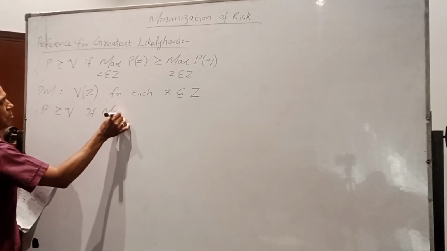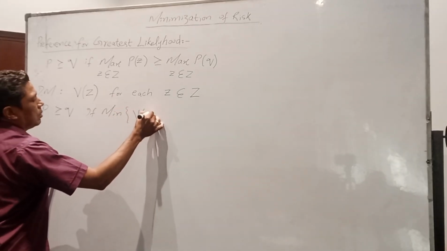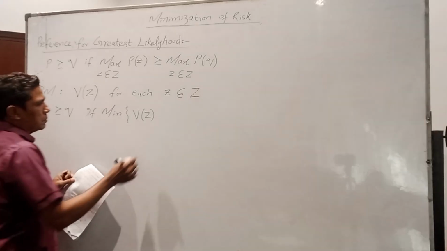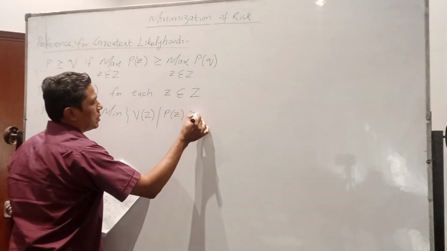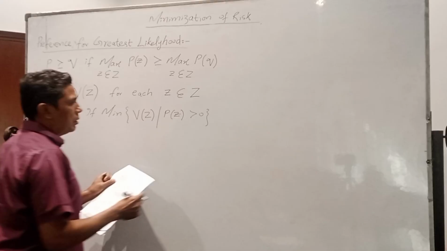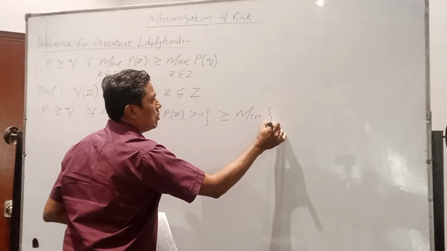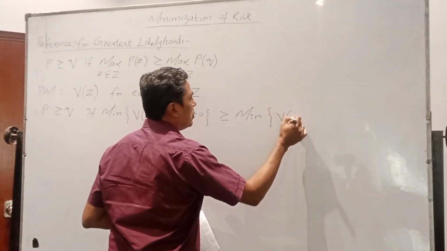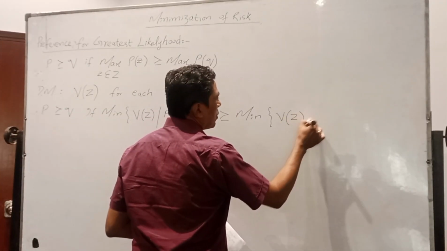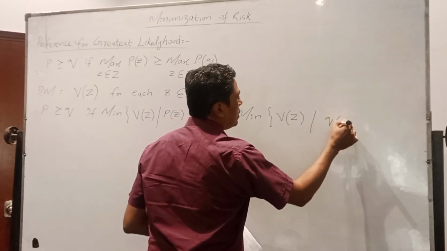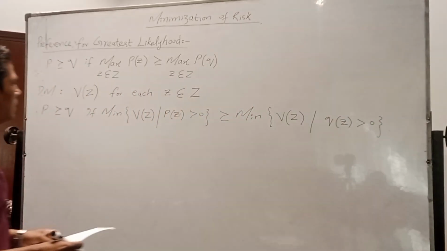if the min of V of Z such that the probability of Z is greater than 0 is at least greater than the min of the value of Z, given that Q of Z is greater than 0. What does it mean?